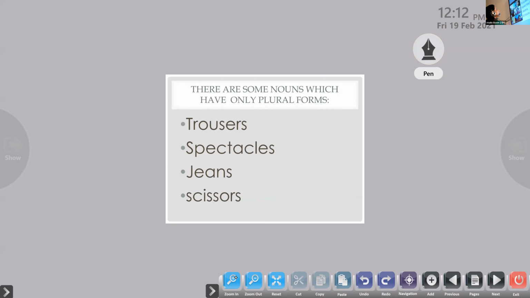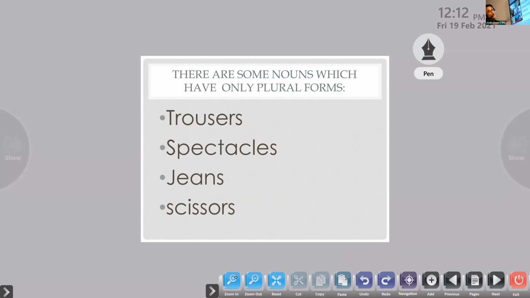So, two more rules are there. There are some nouns which have only a plural form. These are the four words. It is clearly given in your workbook too: trousers, spectacles, jeans, and scissors. These words only have their plural form. The questions will be asked based on it. Repeat after me: trousers, spectacles, jeans, scissors.